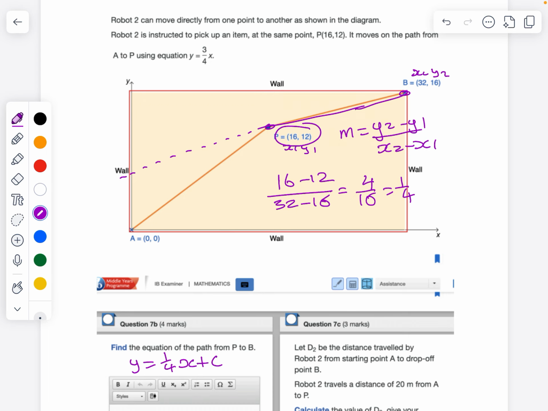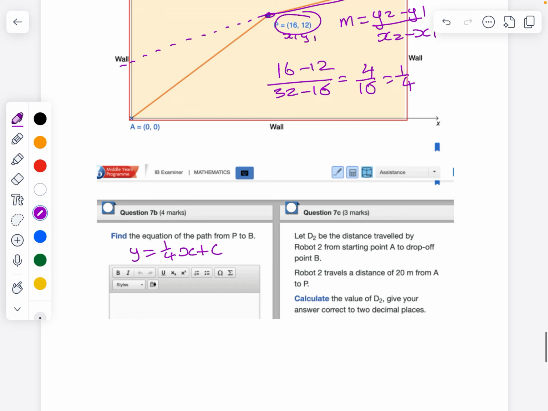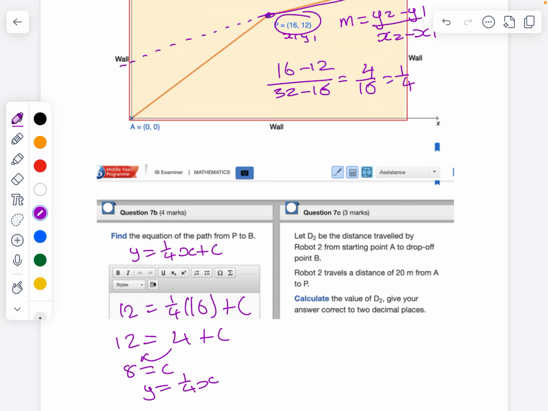Then I need to know, where would that have crossed the y-intercept? So you just substitute a point in. So I'm just going to substitute this point in, which is 16 and 12. So y, which is 12, equals a quarter times by 16 plus c. So that's going to give me 12 equals a quarter times 16 is 4. And then if you minus 4 from both sides, that is going to give you 8. So my equation, don't forget to rewrite it. Your gradient is a quarter and your y-intercept is 8.